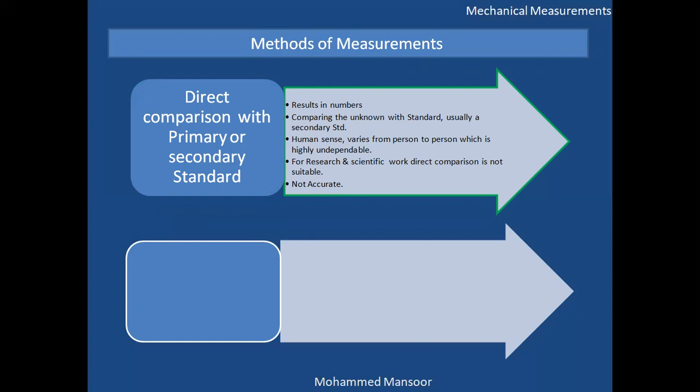One thing which we need to understand here is that the direct comparison method involves the human sense, and usually that will vary from one person to another person, and that makes the measurement highly undependable. In case of research and scientific work, the direct comparison is not at all suitable. Why is it not suitable? Because it's not accurate.